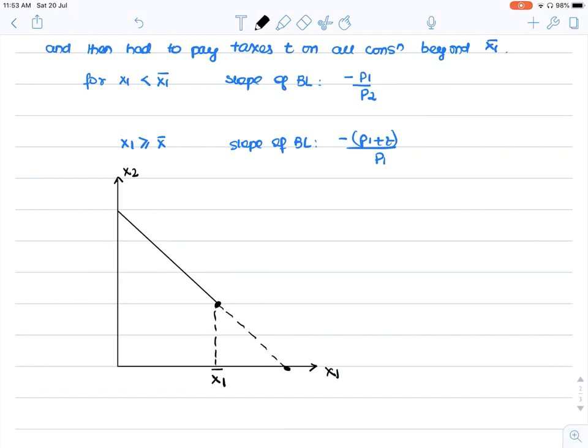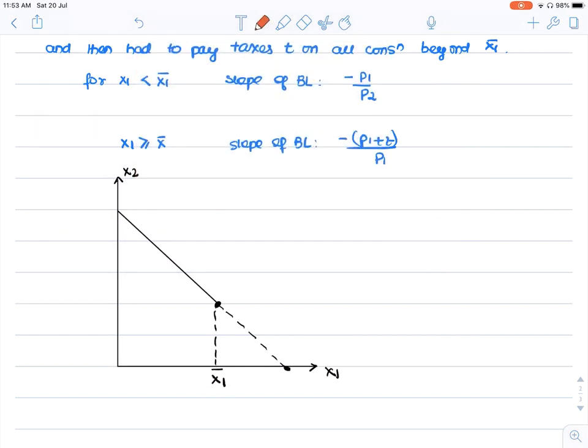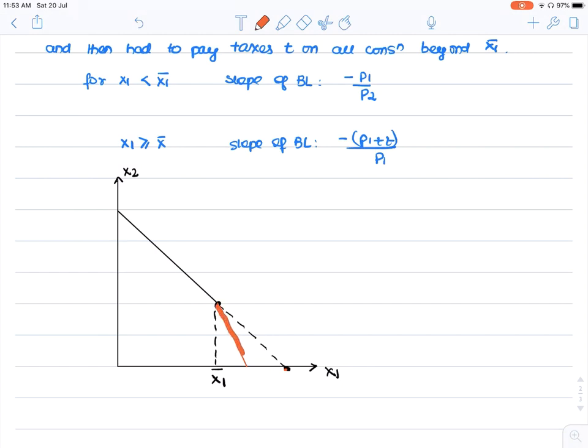Supposedly if this was not rationed, then this amount is the maximum you could have consumed of x1, right? But of course you can't consume this. Why? Because beyond x1 bar you can only buy at a higher price. It will be a little less than this. So it is like this. Let me make this a little thicker so that you understand it clearly. This becomes the new budget line, beyond x1 bar. So it's like a kinked budget line.